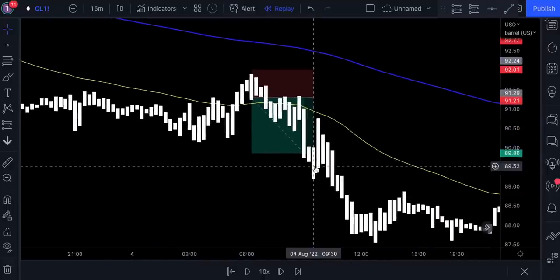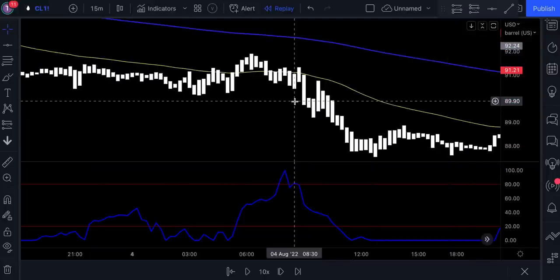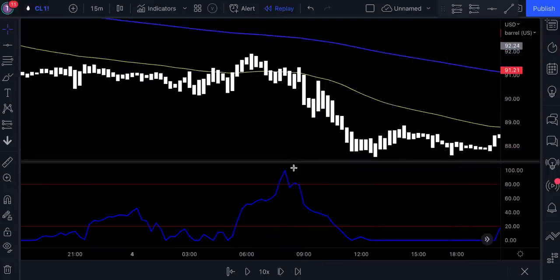To increase the win rate for the strategy even more, you can add another confirmation indicator such as RSI or Laguerre RSI. The rules are pretty much the same except for the fact that the RSI has to get overbought first before you enter the trade.